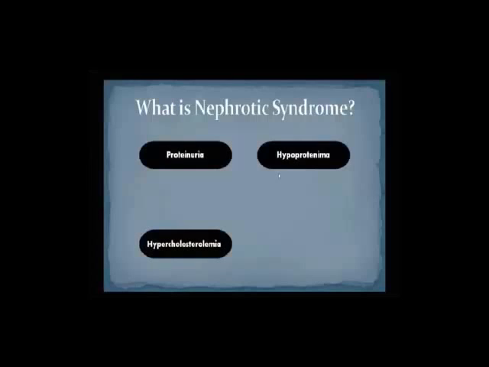Hypercholesterolemia or hyperlipidemia, which means increased level of cholesterol in blood. Usually it is more than 250 mg per deciliter. Edema, which is accumulation of fluid in the interstitial tissues.